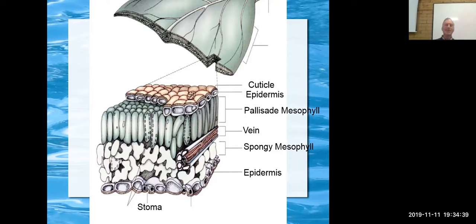The leaf is like the solar panel, and the palisade mesophyll is like the individual, I'm not sure what you call it, the little cells in the solar panel. The chlorophyll is like the silicon that captures the sunlight and turns it into electricity.